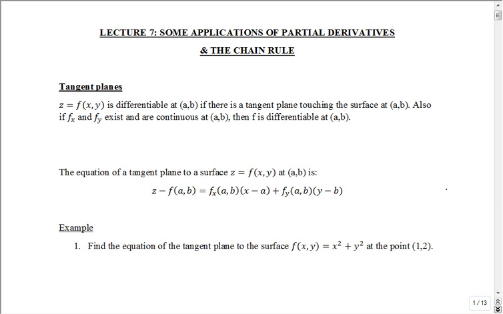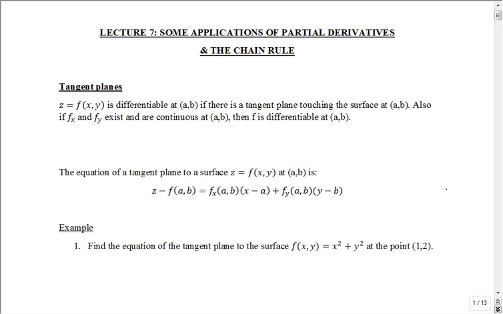Also, if the first partial of f with respect to x and the partial of f with respect to y exist and are continuous at the point, then f is differentiable at (a, b). So if I ask you to show that a function is differentiable at a point, you need to show that the first partials exist and are continuous. So the first thing we're going to do is learn how to find the equation of a tangent plane at a point. Just like you did in single variable calculus, let's do it now in multivariable calculus.